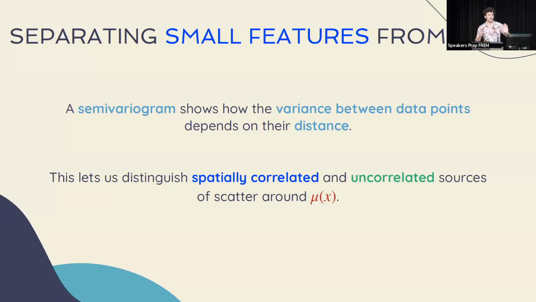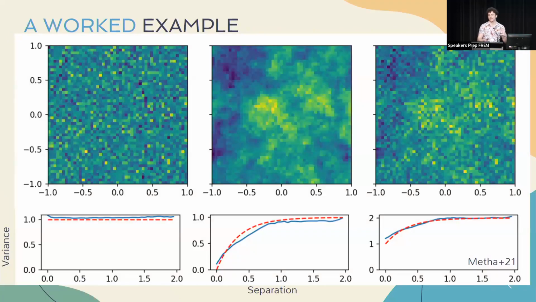And I'm not going to go into the maths of how this works. Instead, I'm going to show you some pretty pictures and talk through a worked example to give you more of a sense of how this behaves. So up the top here, I've got 3 different random fields. You can think of them as metallicity distributions. And underneath, I've got the semi-variograms for each of them.